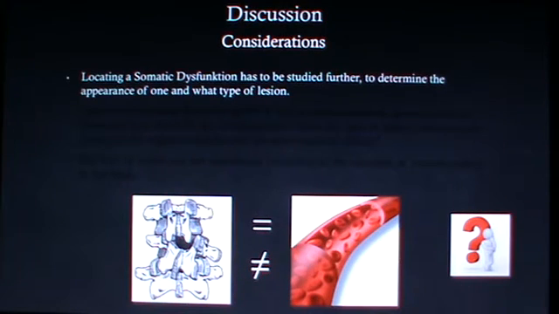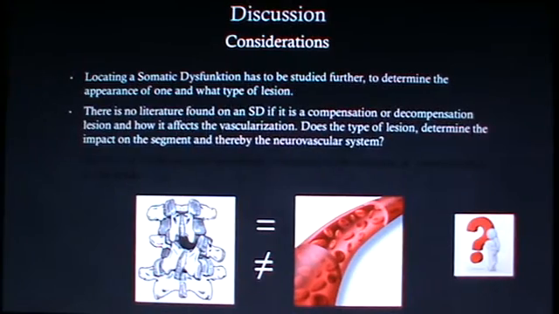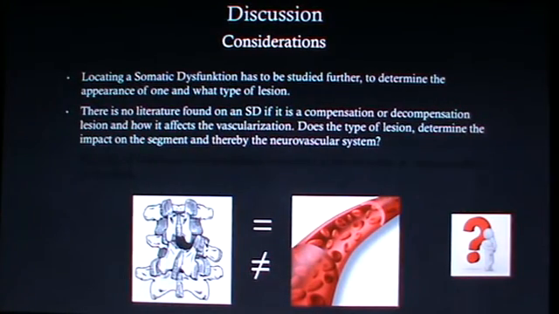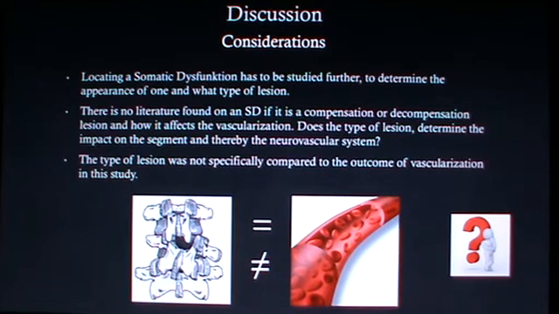More considerations. Locating a somatic dysfunction has to be studied further to determine the appearance of one and what type of lesion. There is no literature found on a somatic dysfunction if it is a compensation or decompensation lesion and how it affects the vascularization. Does the type of lesion determine the impact on the segment and thereby the neurovascular system? The type of lesion was not specifically compared to the outcome of vascularization in this study.